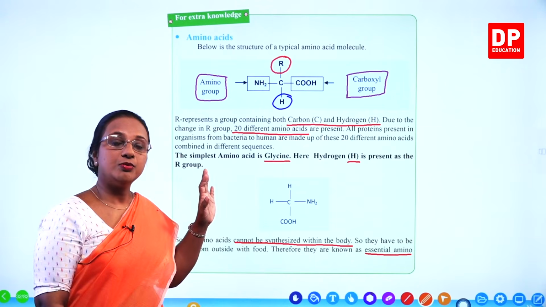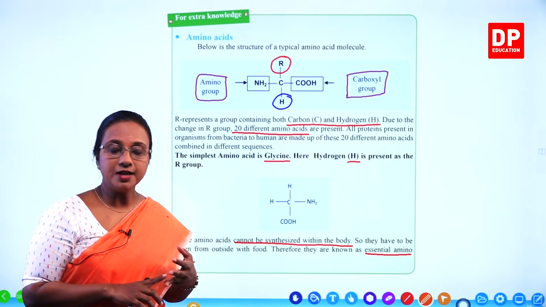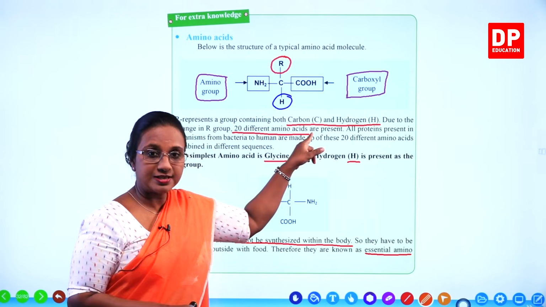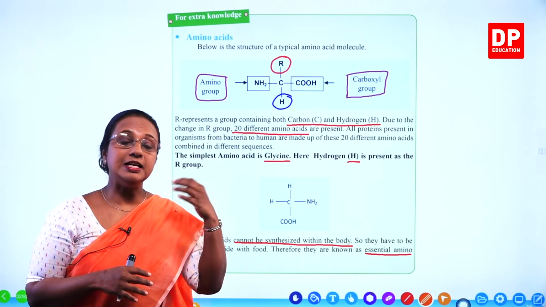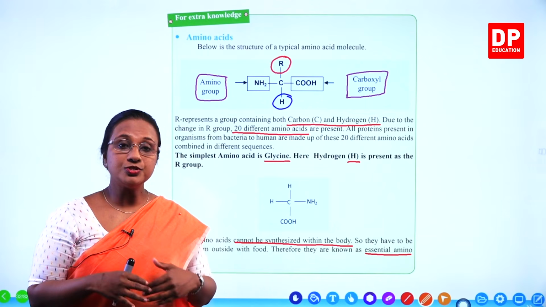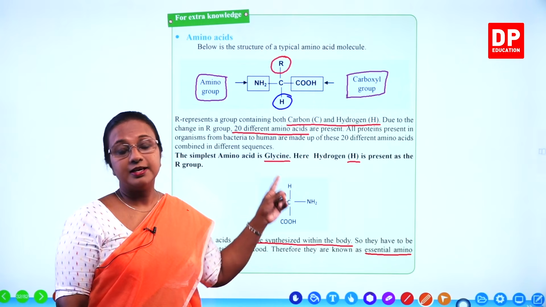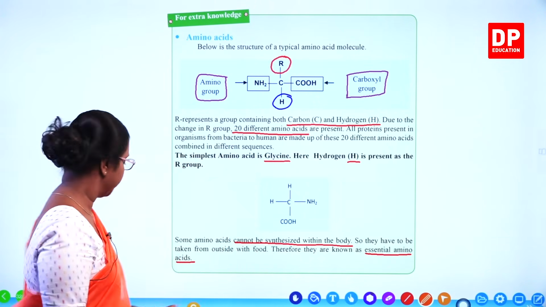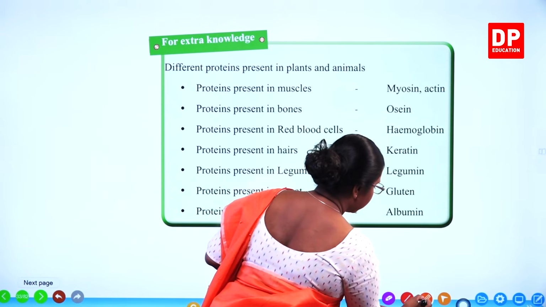So students, now you have a good understanding about proteins. They are made up of carbon, hydrogen, oxygen and nitrogen combined to form amino acids. Different amino acids combine in large numbers in different sequences to produce different types of proteins. Now we will look at the different types of proteins present in both plants and animals.